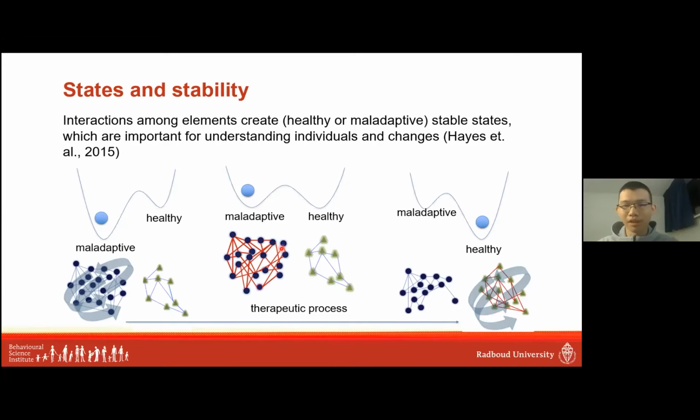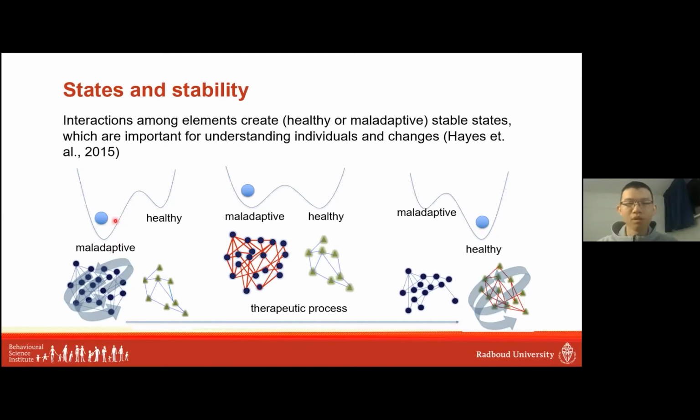The stability of the states is important in psychology because if the maladaptive or unhealthy state of a person is stable, then his or her system is more likely to be here, and he or she will have a mental disorder. However, if we can stabilize the healthy state and destabilize the unhealthy state, then the system is more likely to be here, and that means we can cure the patient. So that is also the ultimate goal for psychotherapies.